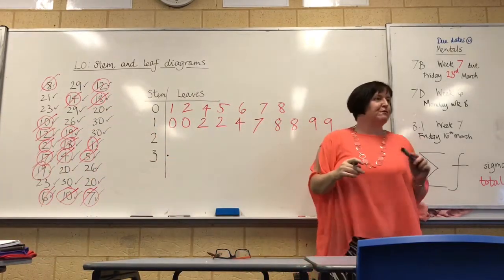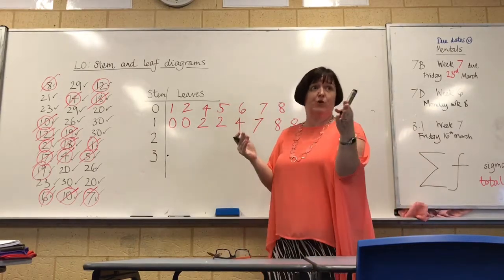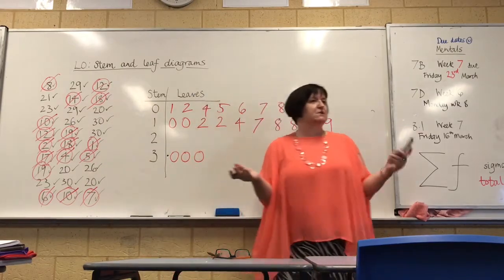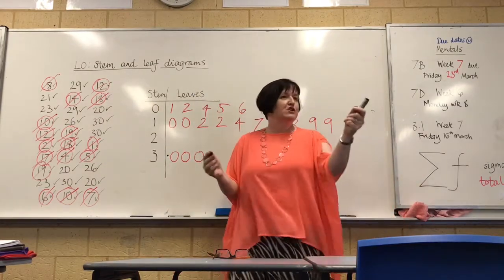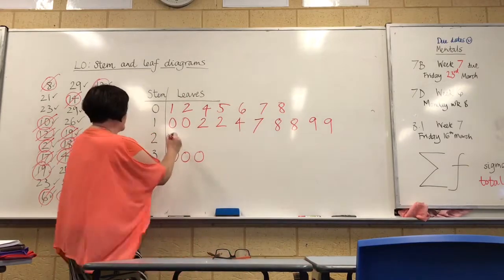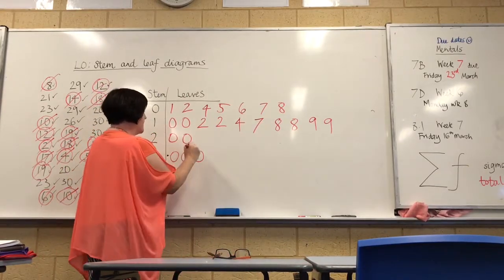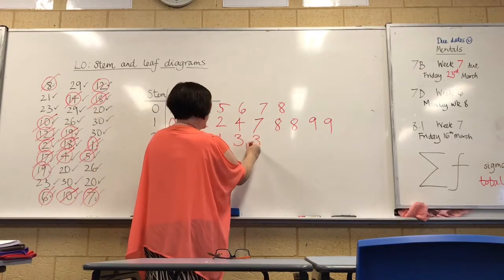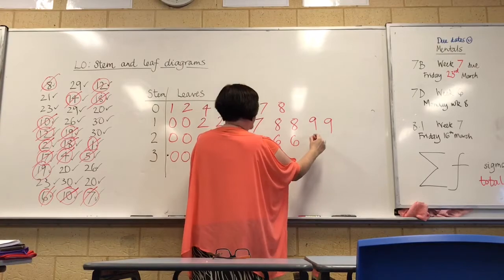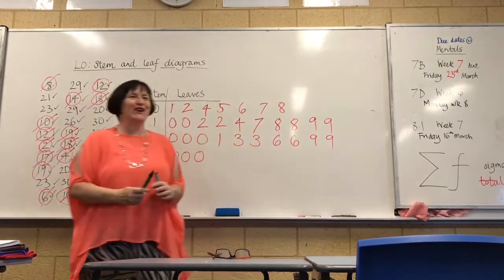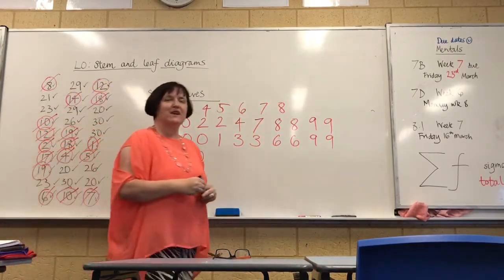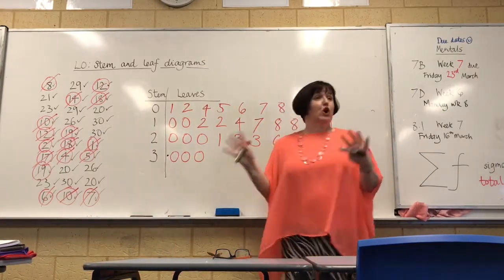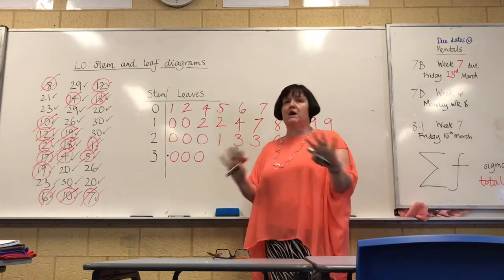So what I'd like someone to do for me now is to order the 20s. We know that the threes were just 3 zeros, because it was the 30th, 30th and 30th. Noreen, could you order the 20s for me? 0, 0, 0, 1, 3, 3, 6, 9. Brilliant, thank you. That was a lot quicker. I just need someone to do it for me. So now we've got an ordered stem and leaf diagram. This is much more useful.